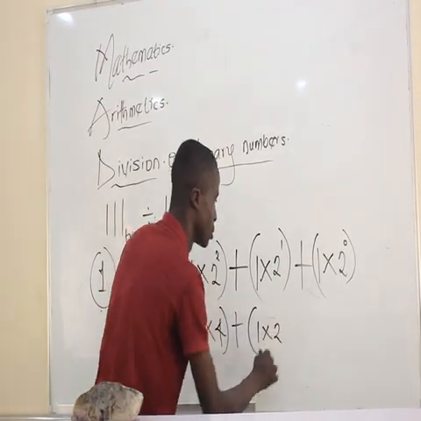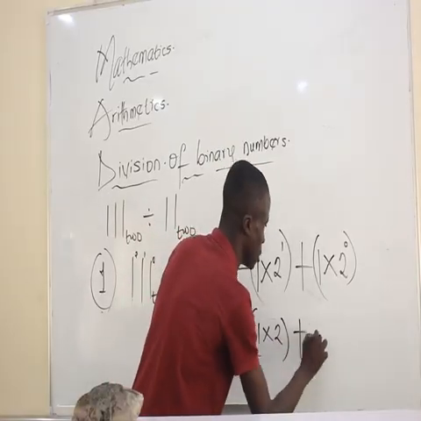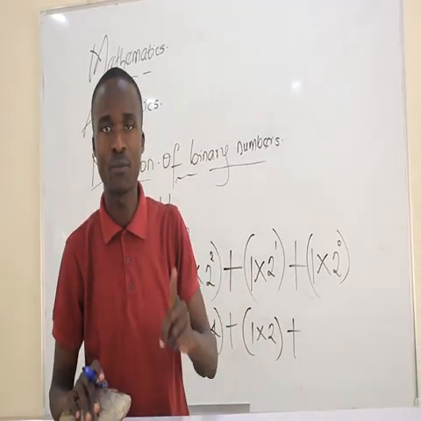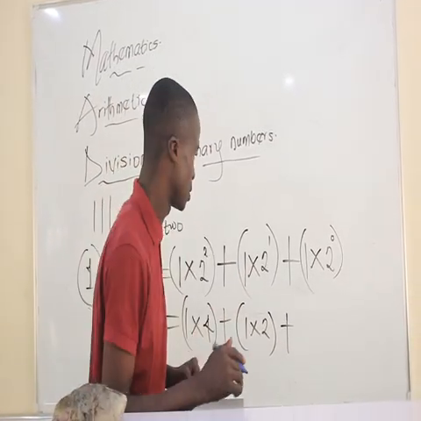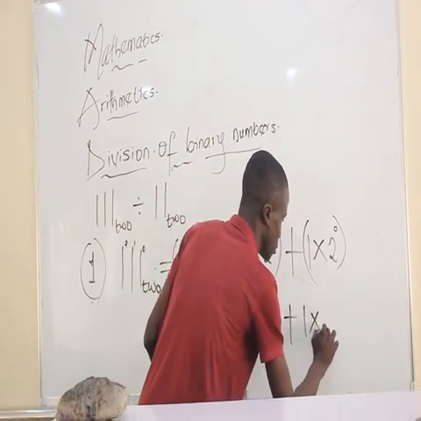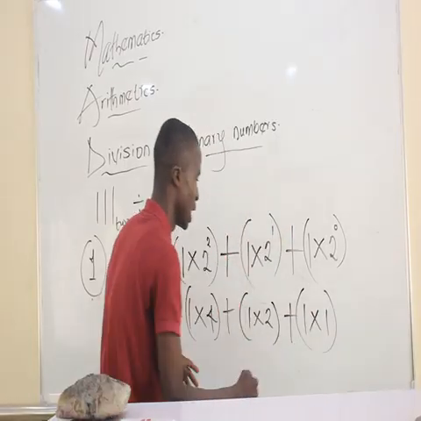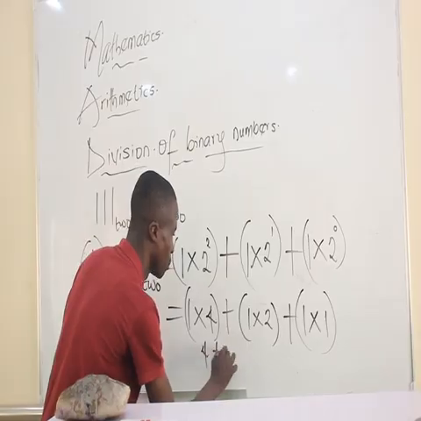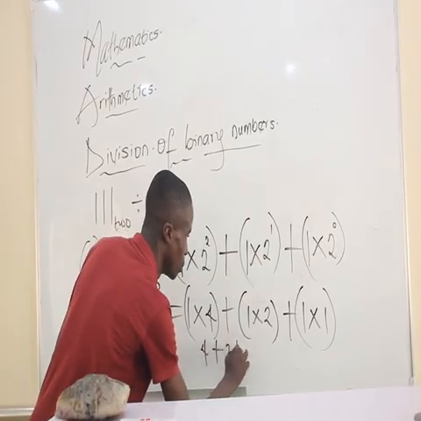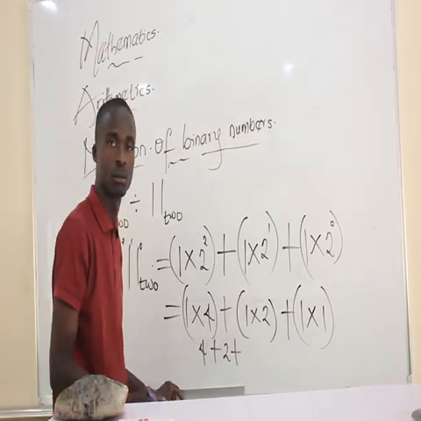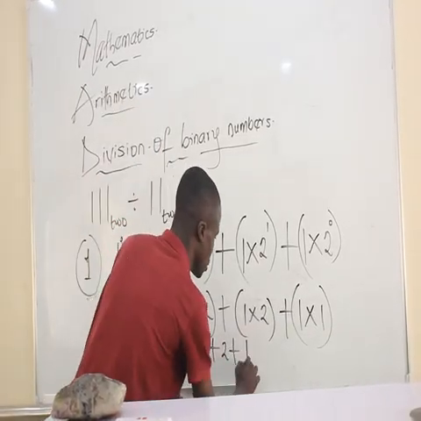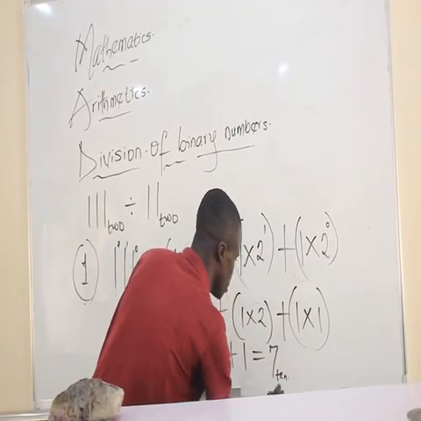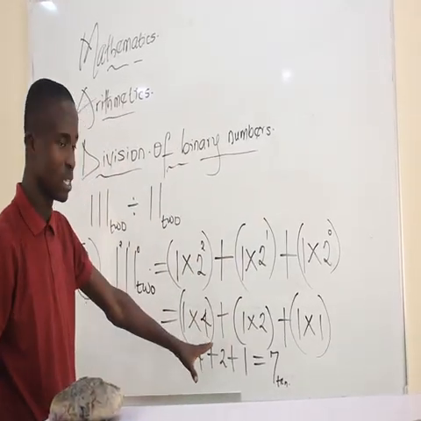Now 2 to power 0. Any number raised to power 0 will give us 1. Now you simplify it. 1 times 4 will give us 4, plus 1 times 2 is 2, plus 1 times 1 is 1, which will result to 7 base 10. Now you've converted this to base 10.